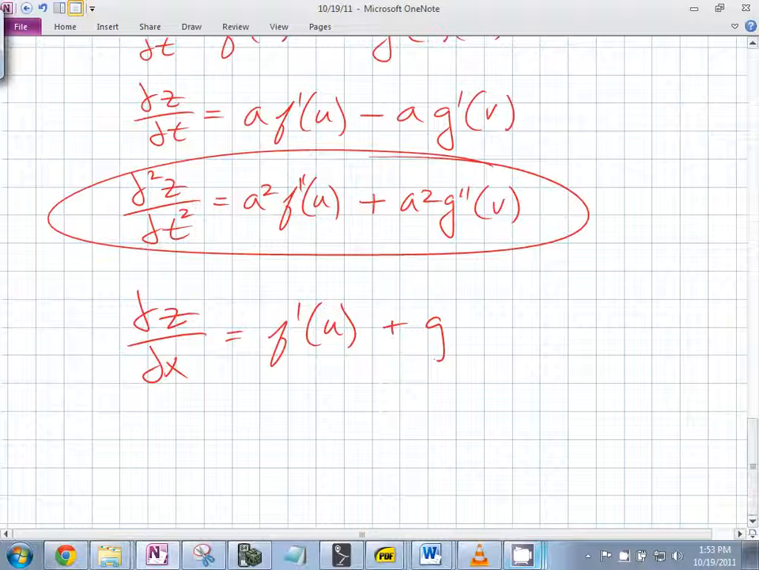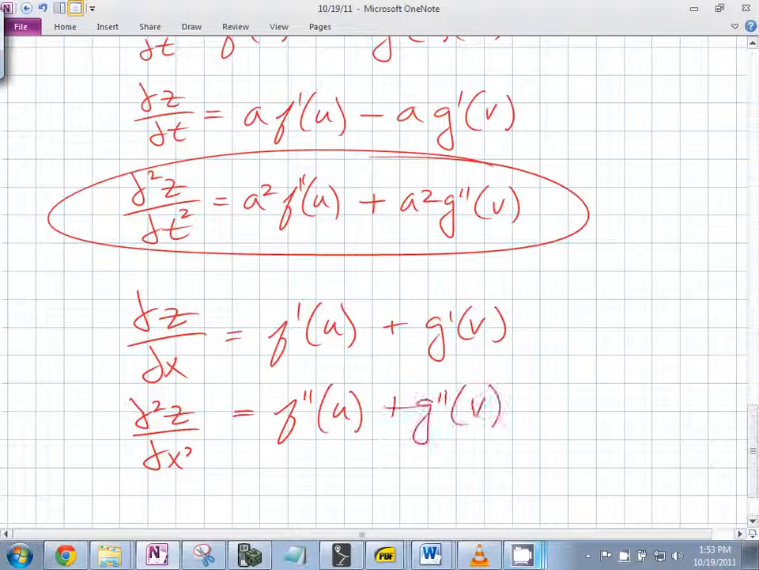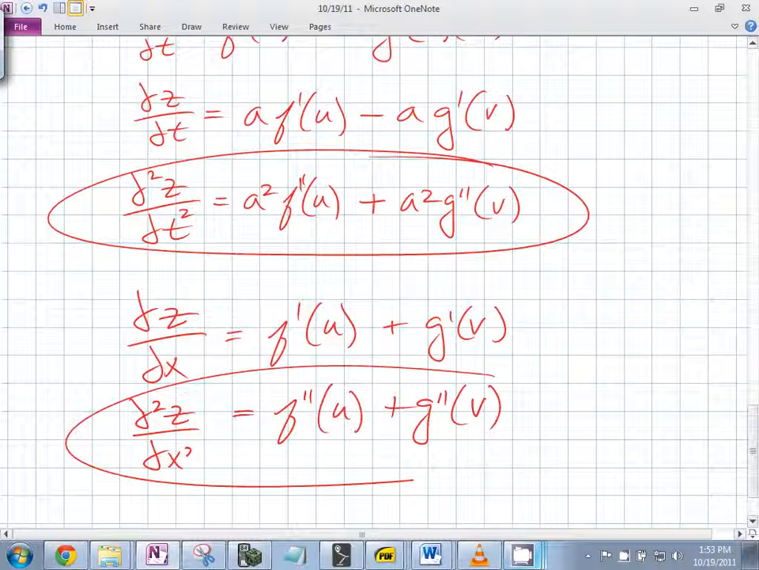So then what's it going to be when you take the second one? Is anything new going to pop out? No. You're just going to have f double prime of u plus g double prime of v. But if you factor the a squared out of the top, this is equal to a squared times the second partial of z over partial x squared. So is that what we wanted to show? Yep. Yeah, we're done. Good.